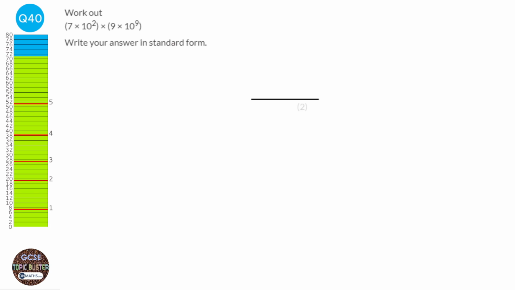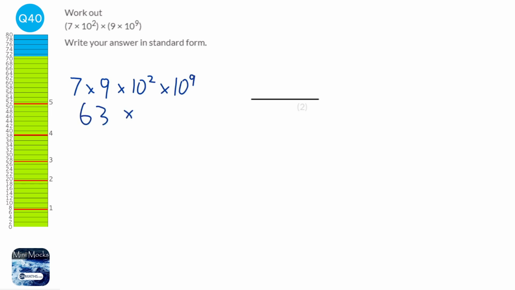When we multiply numbers, it doesn't actually matter which order we multiply them. So I can actually rewrite this as 7 times 9 times 10 to the power of 2 times 10 to the power of 9. 7 times 9 is 63. And 10 to the power of 2 times 10 to the power of 9, we add the powers, so it'd be 10 to the power of 11. Now here we've got a problem. It looks like standard form, but it is not standard form. Because standard form has to be a number between 1 and 10, but not including 10. And here we've got 63.